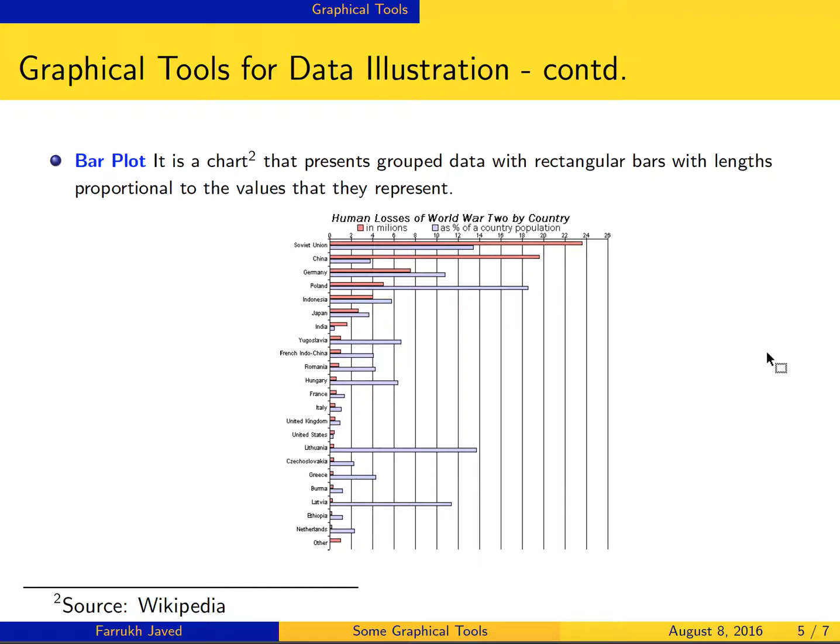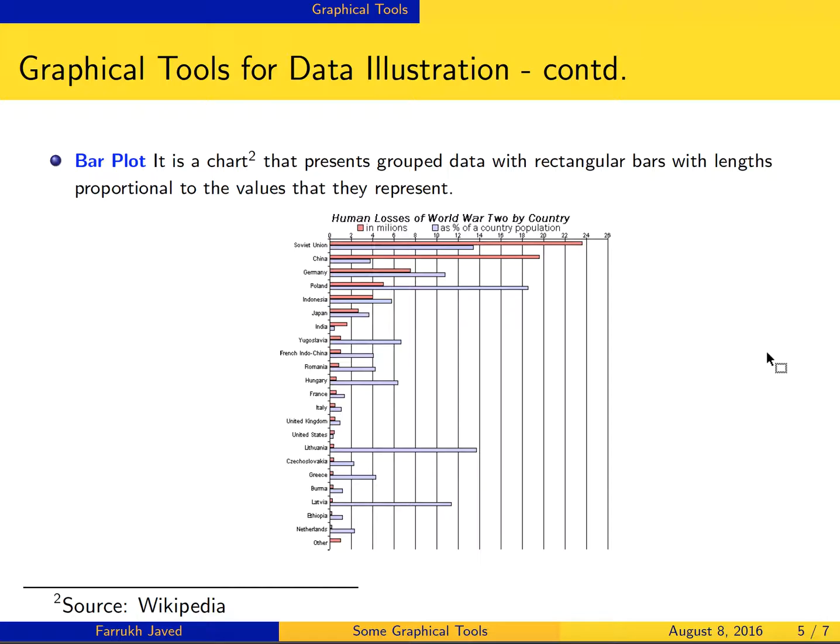So I have 2 colors here. The red shows losses in millions, and blue shows the percentage of country population, how big the percentage was in terms of their losses. The length of those bars represents how big the losses are in numbers. And you see that the Soviet Union, of course, as we know from history, lost a lot in terms of millions, and also in terms of the population of their country. It's a big country, but since the loss was huge, they suffered in terms of their population as well.